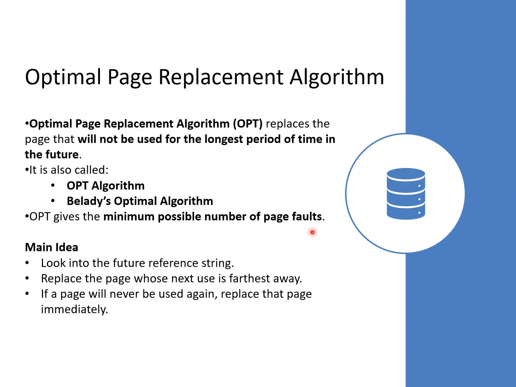The main idea of the optimal page replacement algorithm is looking into the future reference string and replacing the page whose next use is the farthest away. If the page will never be used again, replace that page immediately.